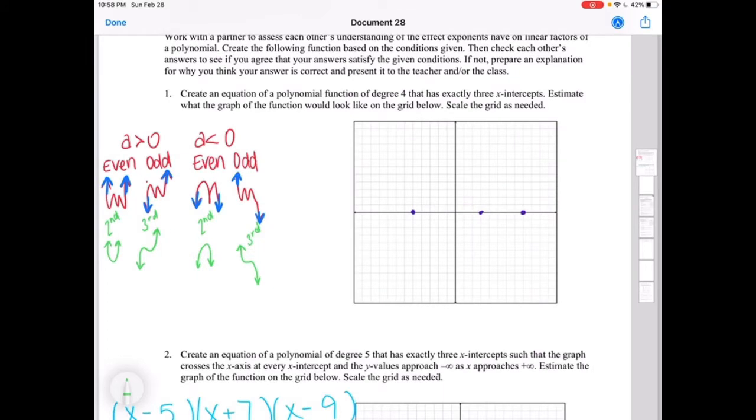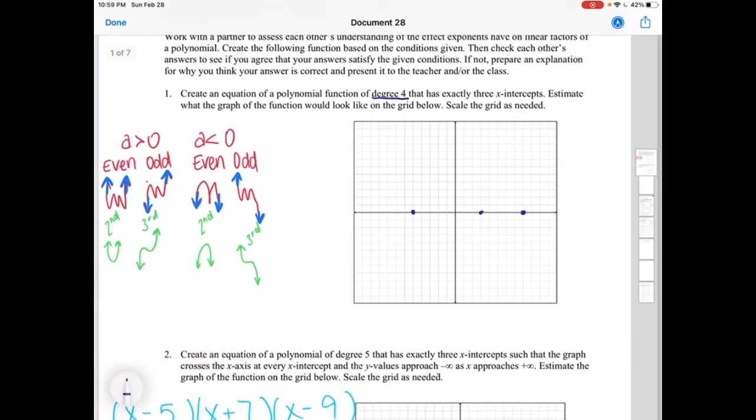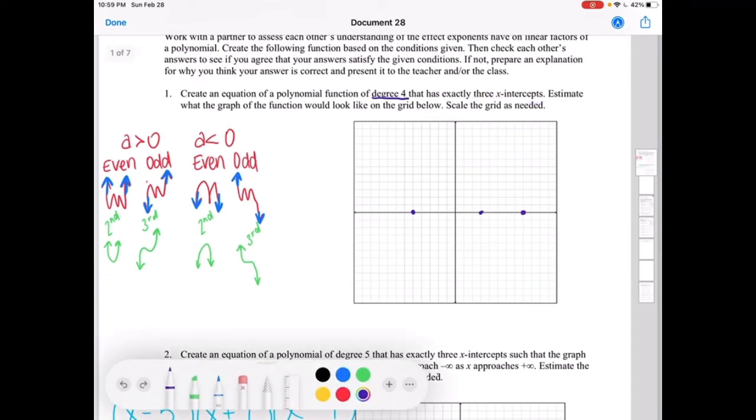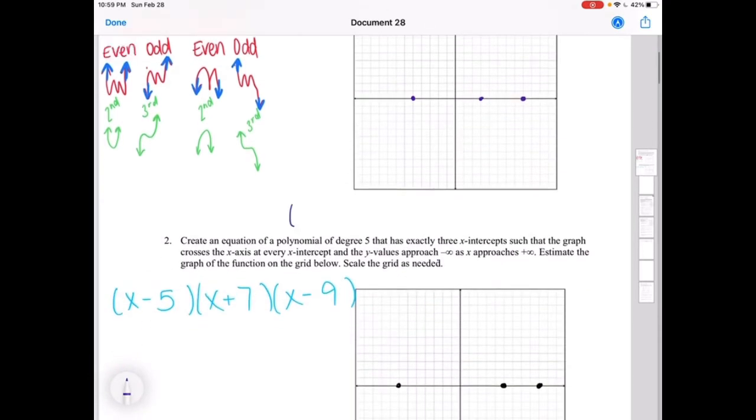Now this problem is asking us to make our own equation, knowing what we know about graphs and the patterns that we've learned about them. It wants you to take a degree 4 polynomial that has exactly 3 intercepts. If it has exactly 3 intercepts, that means I have 3 factors. So I'm going to pick y is equal to x minus 3 times x plus 5 times x minus 9.